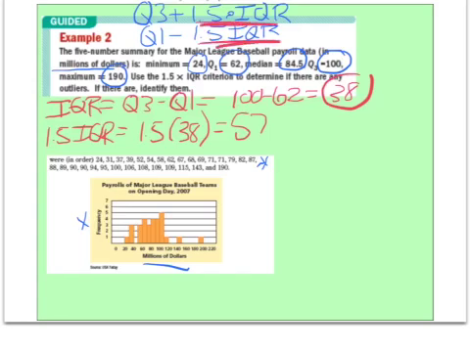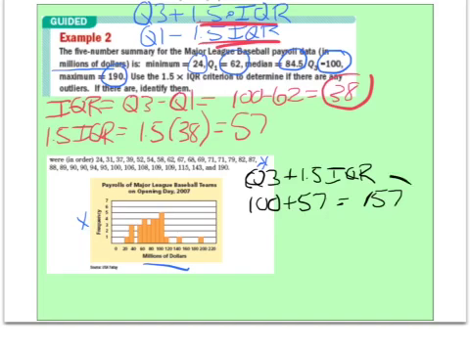So what I'm going to do now is take Q3, which is 100, and add to it the 1.5 times the IQR. So that's 100 plus 57. That is as high as I can go. Any team paying more than $157 million is considered an outlier. If we look at the raw data, that would mean the team paying $190 million is an outlier. That's the high end of the test.